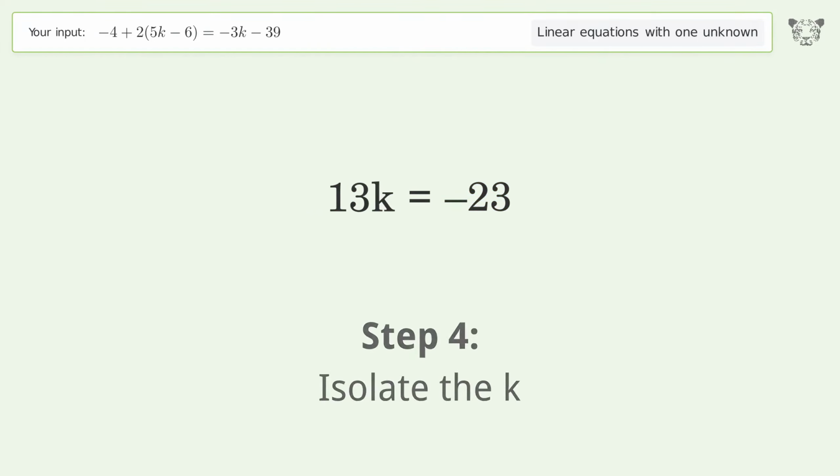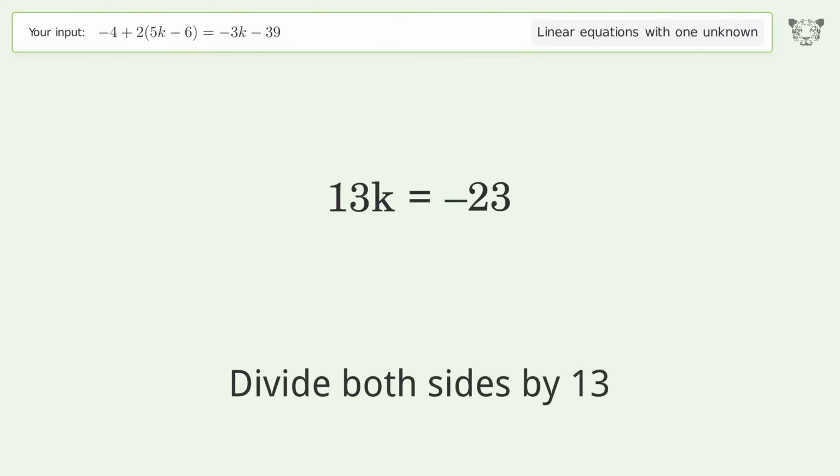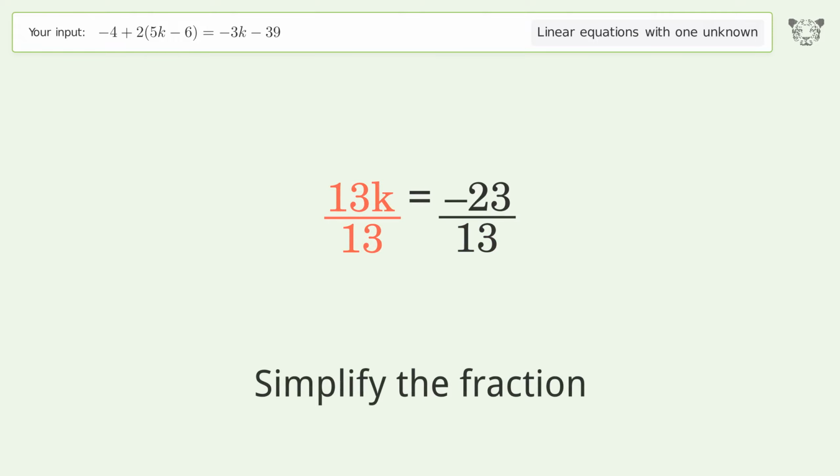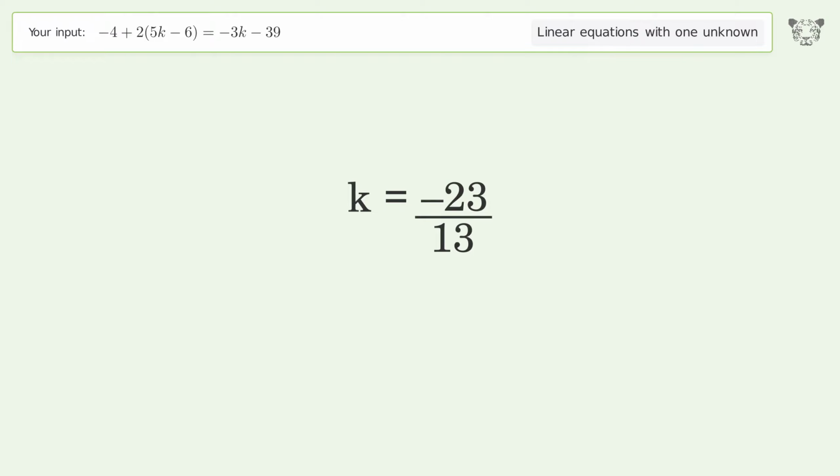Isolate the k. Divide both sides by 13. Simplify the fraction. And so the final result is k equals -23/13.